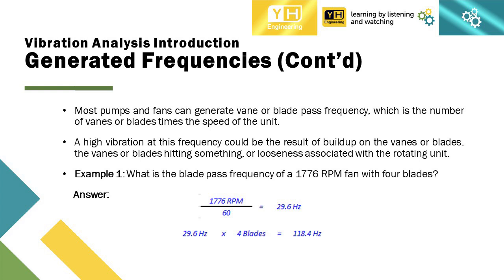Example 1. What is the blade pass frequency of a 1776 RPM fan with 4 blades? The answer is 1776 RPM divided by 60 equals 29.6 Hz. And 29.6 Hz multiplied by 4 blades equals 118.4 Hz.